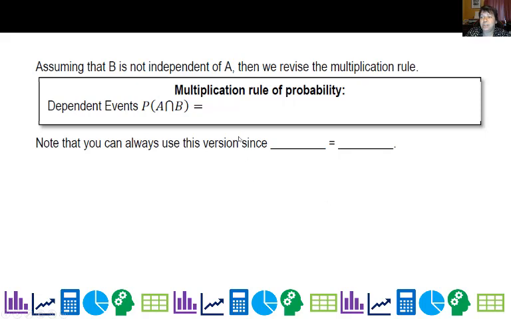Okay, so this gives us the revised multiplication rule. Probability of A and B is the probability of A times the probability of B given A, because we need to make sure that B will happen after our probability of A. And you can always use this version instead of probability of A times probability of B, since probability of B given A is just the probability of B if they're independent.